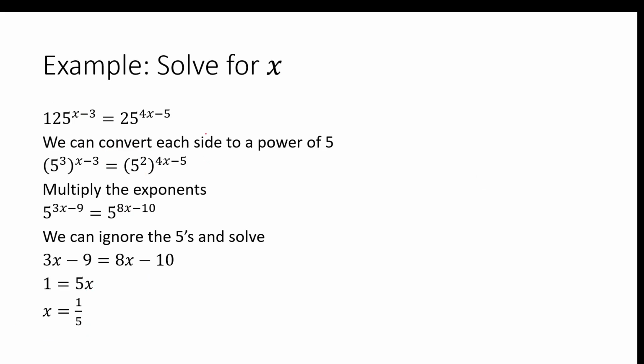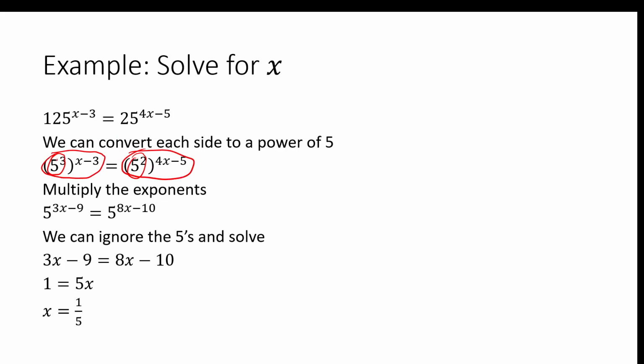Now, what if we had 125 to the x minus 3 equals 25 to the 4x minus 5? Well, in earlier questions, we could pick one of the sides and convert the other side's power to a power with that same base. But in this question, we actually have to reduce both of them. 125 can be thought of as 5 to the 3. So we have 5 to the 3 to the exponent x minus 3. And 25 can be thought of as 5 to the 2. So we have 5 to the 2 to the exponent 4x minus 5.